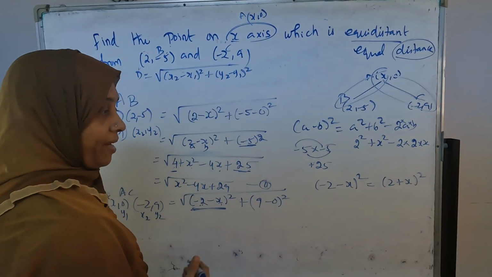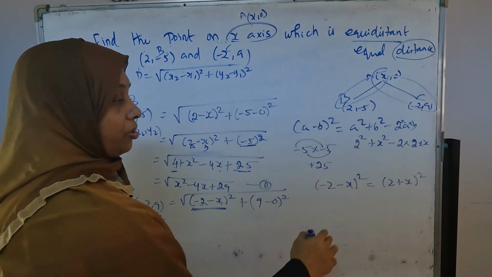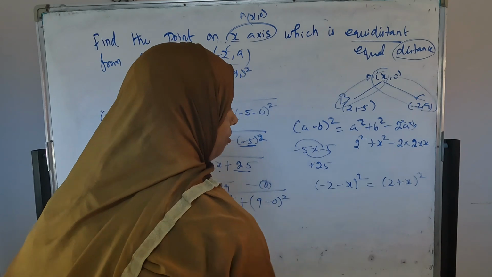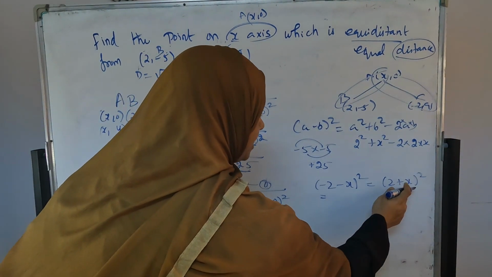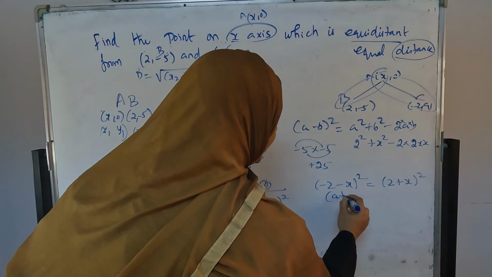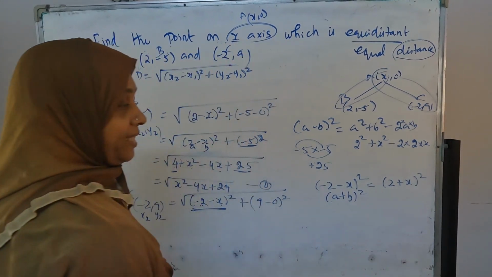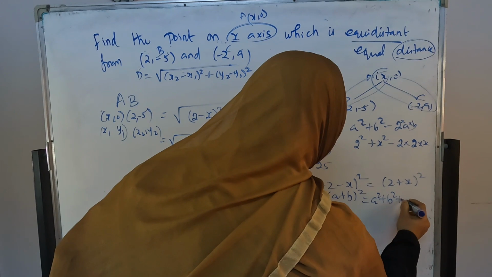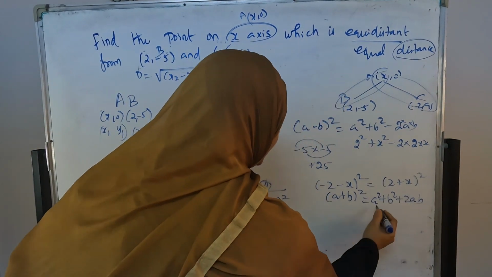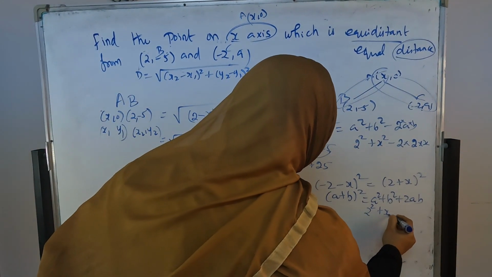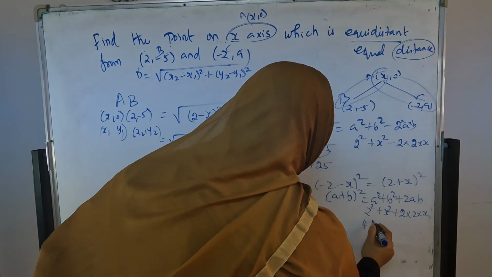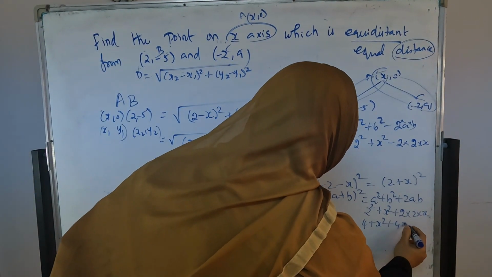Minus, when you are taking common and squaring that one, it will become plus. So if you are seeing both of them in minus, that will be 2 plus x the whole square. Then this is in the formula of a plus b the whole square identity. Expand this one: a square plus b square plus 2ab. A is 2 square, b is x square plus 2 into x. Now it will be 4 plus x square plus 4x.